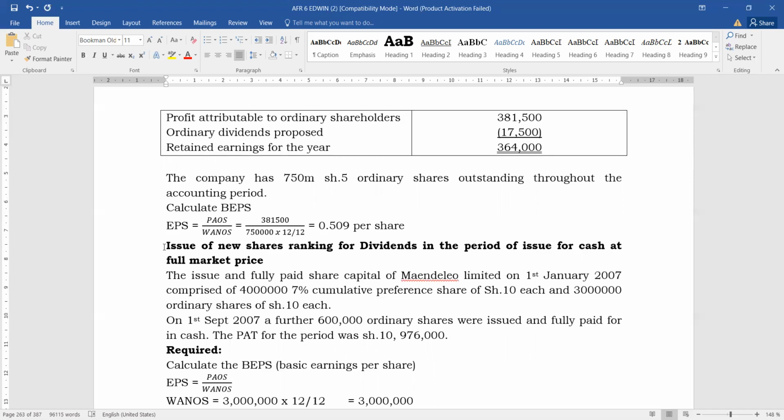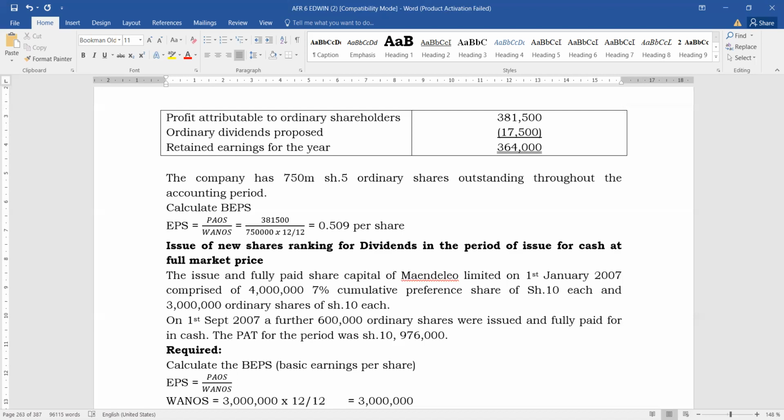There's an example in which they say that the fully paid share capital of Mahindra Limited on 1st January 2007 comprised 4 million 7% cumulative preference shares of shillings 10 each, and 3 million ordinary shares of 10 each. On 1st September, a further 600,000 ordinary shares were issued and fully paid in cash. The profit after tax for the period was 10,976,000. In short, they are asking for basic EPS.